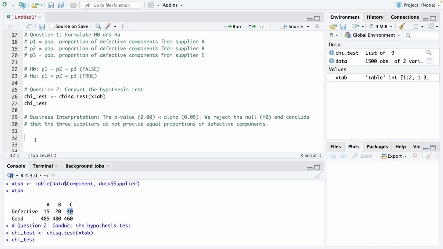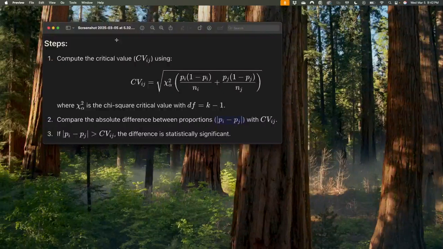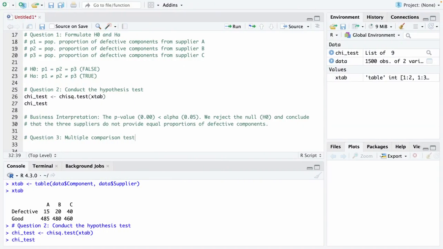So let's go ahead and look at question 3, which is to conduct a multiple comparison test to determine if there's an overall best supplier or if one supplier can be eliminated because of poor quality. Now, the equation we would need to do this multiple comparison test is called the Marascuilo procedure. Let me just write it out here.